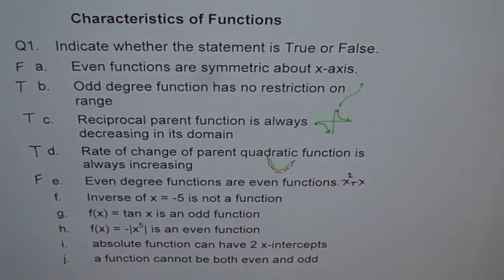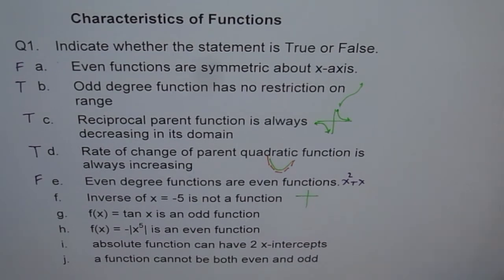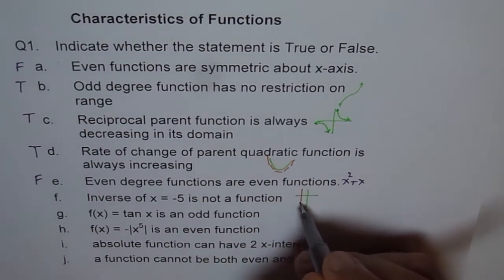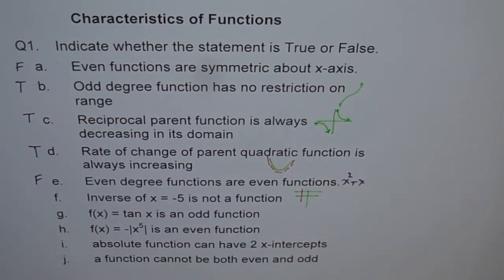Inverse of x equals to minus 5 is not a function. So how will this line look like? Inverse of x equals to minus 5. x equals to minus 5 is this line, right? Its inverse will be this line. It is a function. So inverse of x equals to minus 5 is not a function, is false.